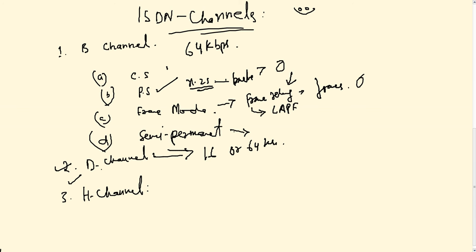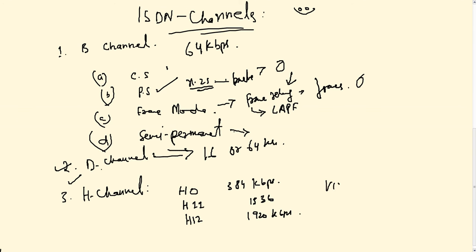Then there is a hybrid channel, called the H channel. This is for higher bit rates. There are some types of H channel. One is called H0. It has a data rate of 384 kilobits per second. We have H11, with a data rate of 1536 kilobits per second, and H12, of the H channel, that's 1920 kilobits per second.